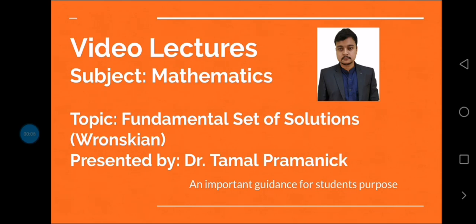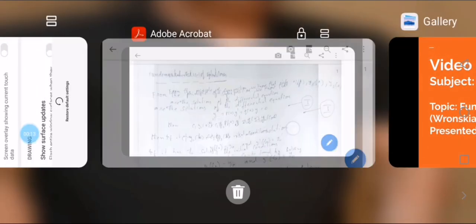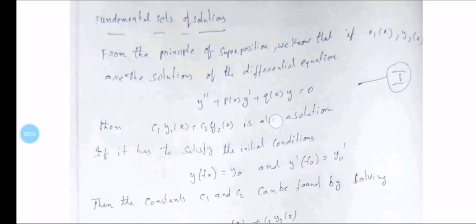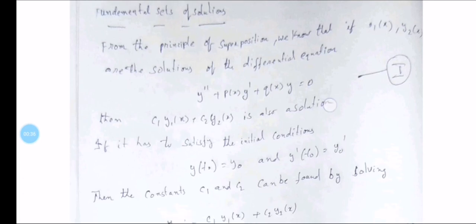Today we discuss the fundamental set of solutions, for which we will use the Wronskian method. So, if we consider the superposition principle, then first we consider the second-order differential equation, which is given by y'' + p(x)y' + q(x)y = 0.